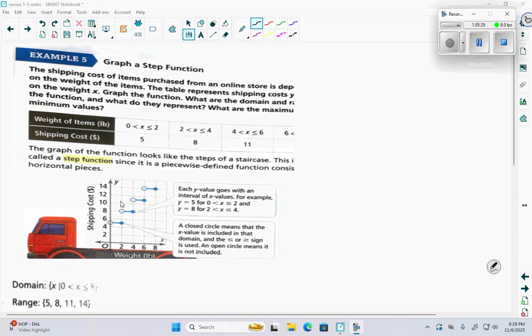So they graph the rest of the graph, which was something you were supposed to write last week. It says each y value goes with an interval of x values. So for example, when y was 5, that's a straight line, a horizontal line, no slope. The interval was this to this, which is what they have up above. So just repeating, a closed circle means that the x value is included in the domain, which we already know what this closed looks like, and then the open circle would not.